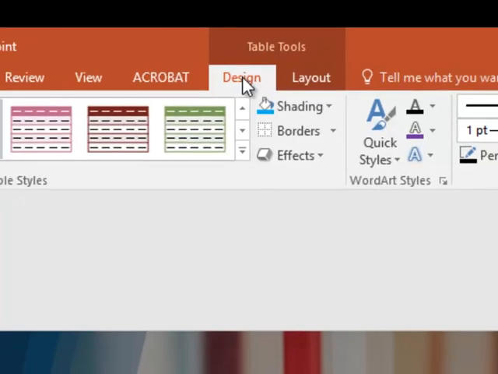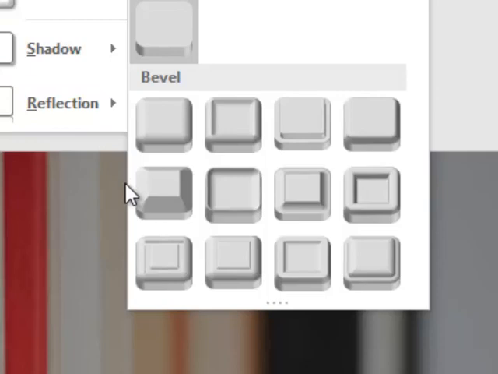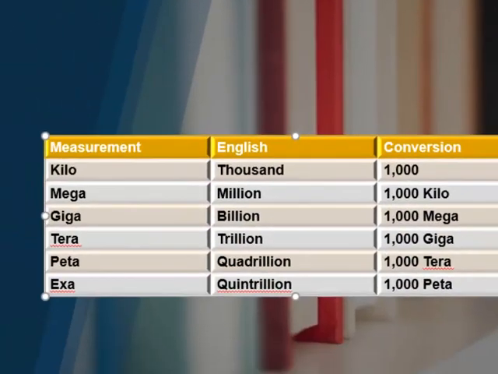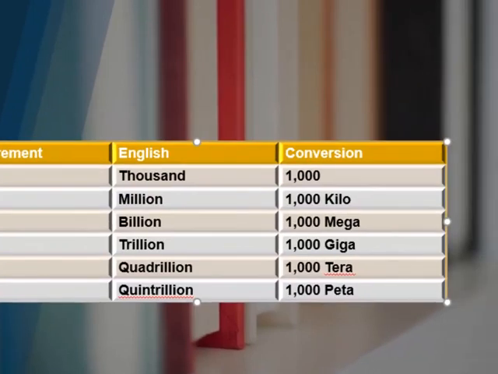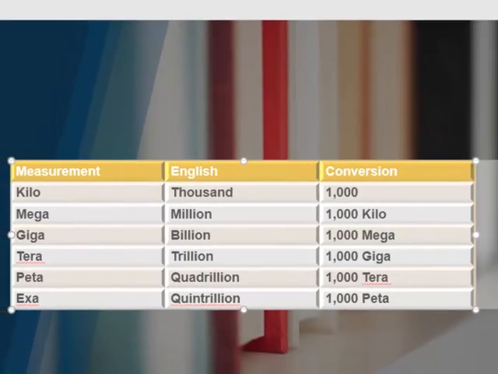Now with the table selected, we're going to go to Design. We're going to go to our Effects, and then the Cell Bevel. The Cell Bevel makes it easier to see the divisions of the cells other than just using border lines. It'll raise the cells, see? And now we have that little groove between our cells, dividing our columns and our rows, and it's more pronounced than just having border lines.